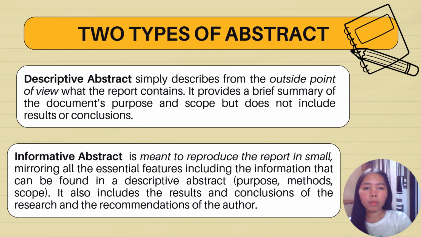Next, we have the informative abstract. An informative abstract is meant to reproduce the report in small, mirroring all the essential features, including the information found in a descriptive abstract, which are the purpose, method, and scope, and it also includes the results and conclusions of the research and the recommendations of the author. As we all know, when we read articles and research studies, we can observe that the majority of abstracts presented are informative. While they still do not critique or evaluate a work, they do more than describe it.